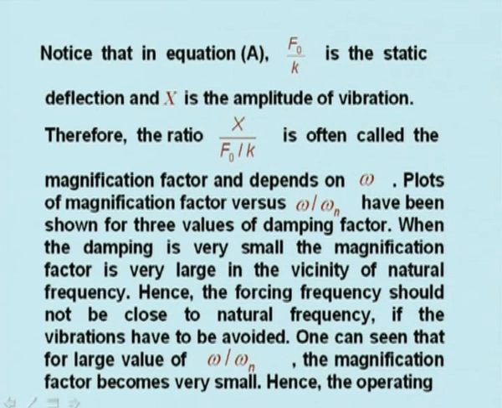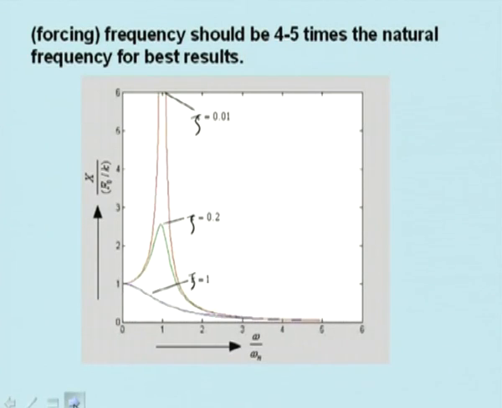Now when the damping is very small, the magnification factor is very large in the vicinity of the natural frequency. Hence, the forcing function should not be close to the natural frequency if the vibrations have to be avoided. For very large values of omega by omega n, the magnification factor becomes very small. Hence, the operating or forcing frequency should be 4 to 5 times the natural frequency for best results. That means, if the natural frequency of some system is 100 hertz and the forcing frequency is 400 hertz, then you know that it will not vibrate much.